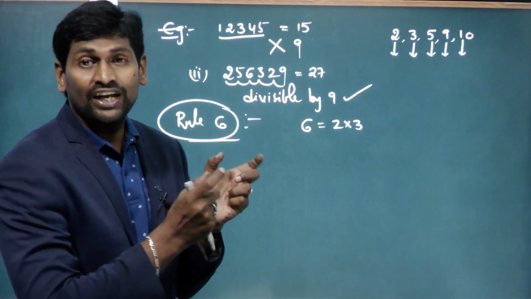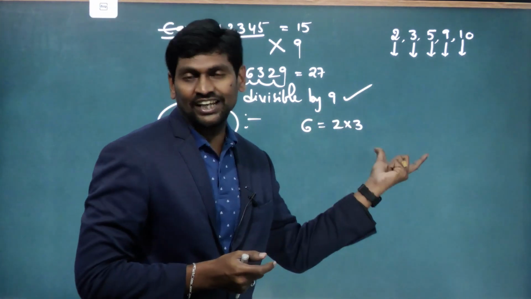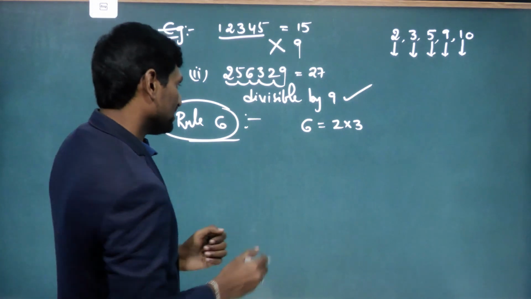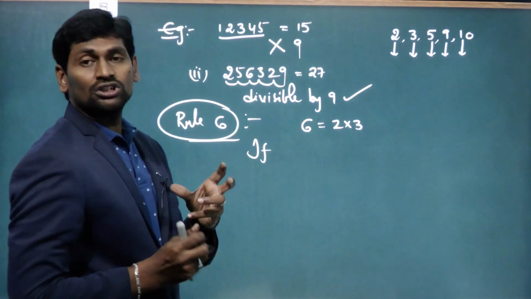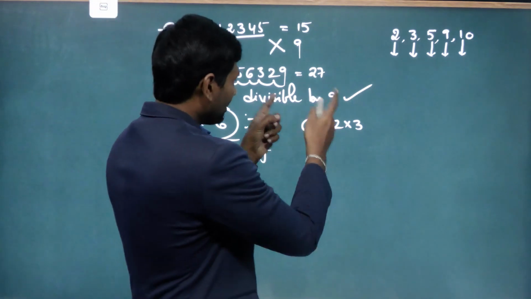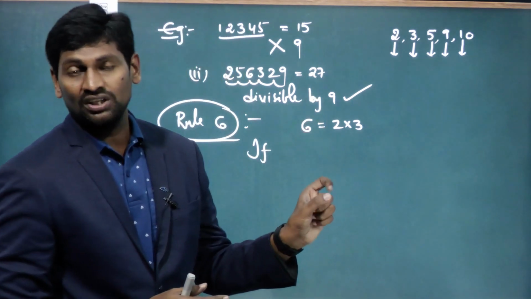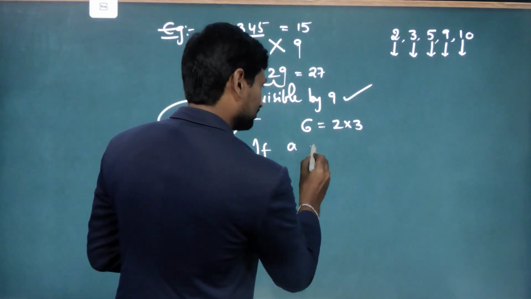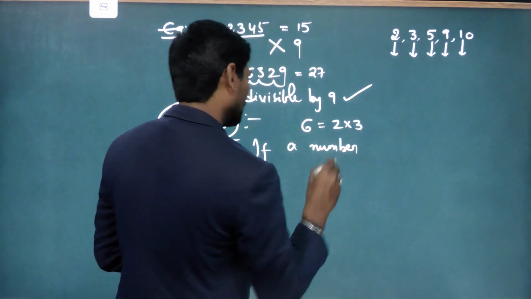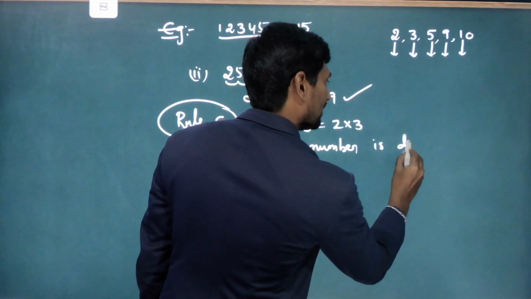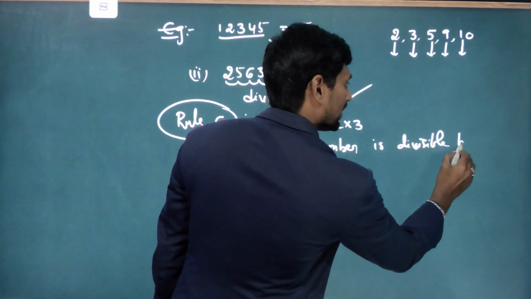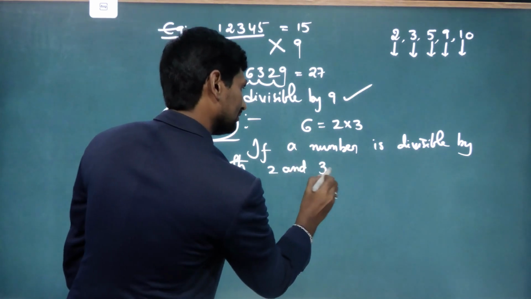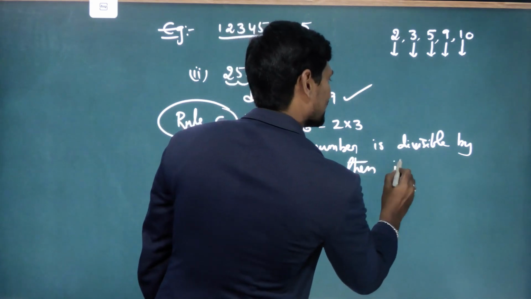So we can say that if a number follows the 2 rule as well as the 3 rule, then the number is exactly divisible by 6. That means if a number is divisible by the 2 table as well as the 3 table, then only can we decide the entire number is divisible by the 6 table. That's what I'm writing. If a number is divisible by both 2 and 3, then it is divisible by 6.